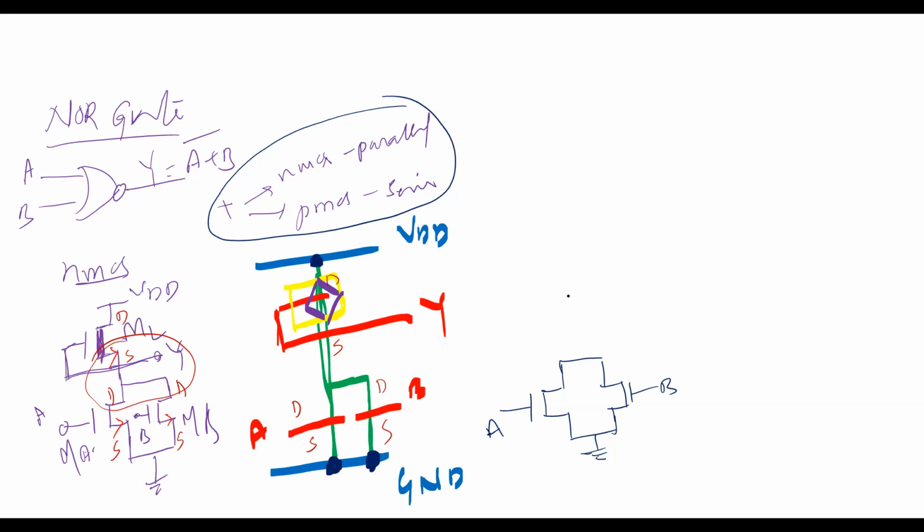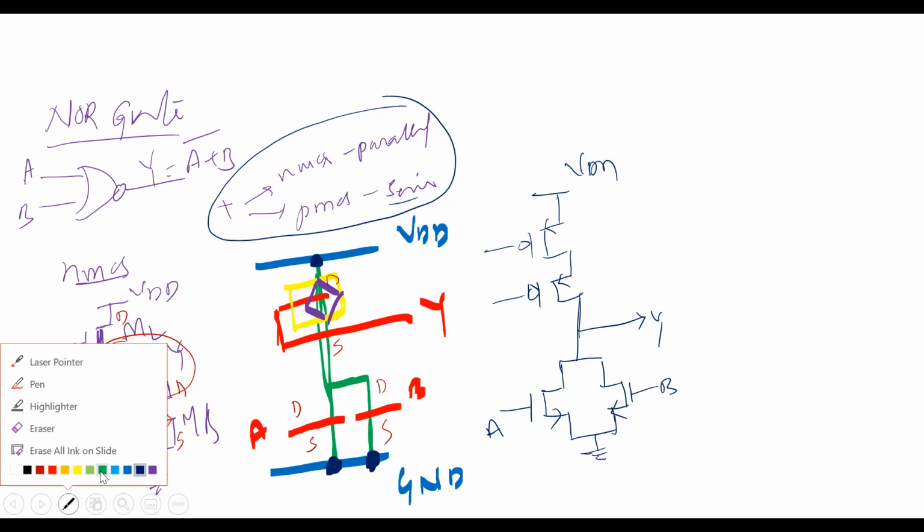And above, PMOS transistors. PMOS is in series. So this is one PMOS transistor. This one more PMOS transistor. This one PMOS, this one more PMOS. This is the VDD. You can take the output as Y here. So this is the source, this is the source, this is the source. PMOS is inside, NMOS is outside.